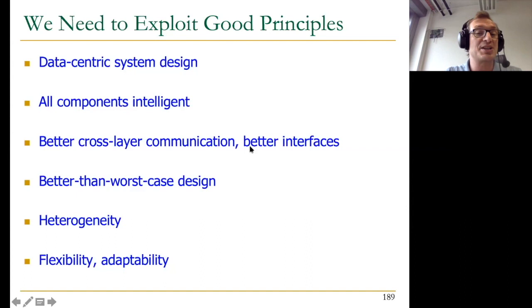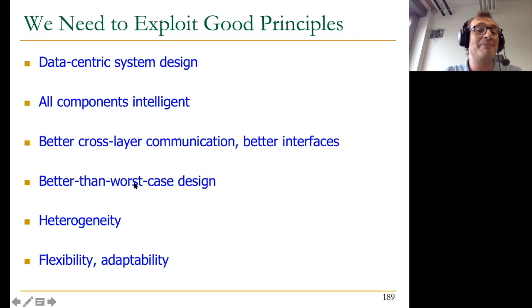Better than worst case design, we're going to talk a lot about it later. This is actually a principle that's employed in processors. For example, if you're not using the processor, you can scale the voltage down. You can scale the frequency down. You don't need to have worst case latencies in memory, for example. We're going to talk about that. But basically, we should not design systems assuming the worst case. We should really have adaptive systems that can adapt to the workload, adapt to the environmental conditions, adapt to what we really need at that point in time, as opposed to not being adaptive and always operating under the assumptions of the worst case.